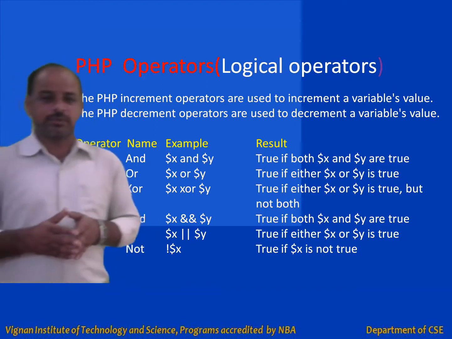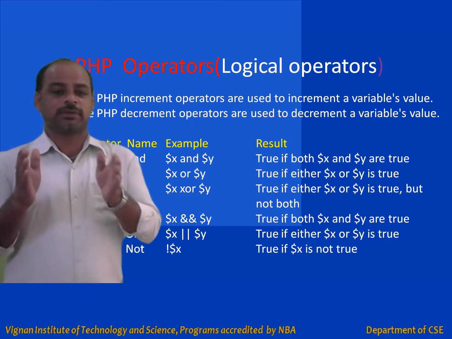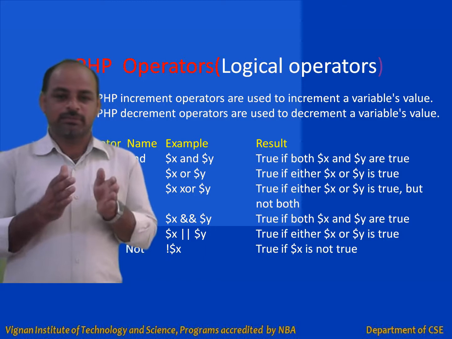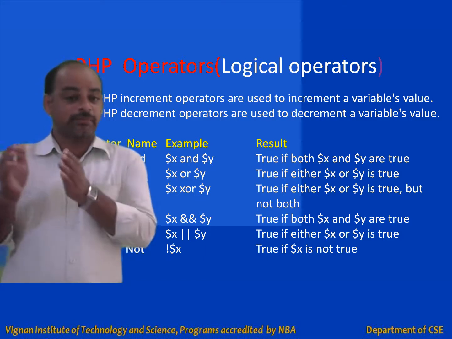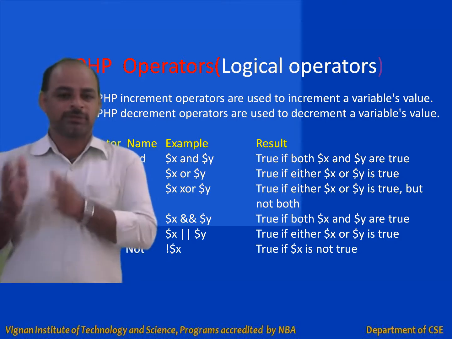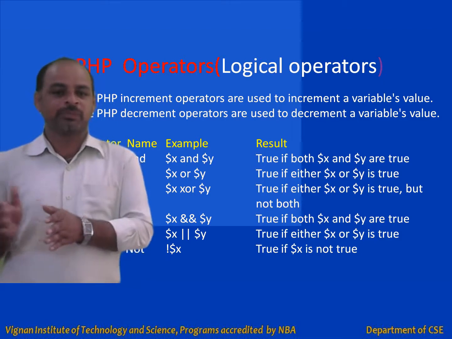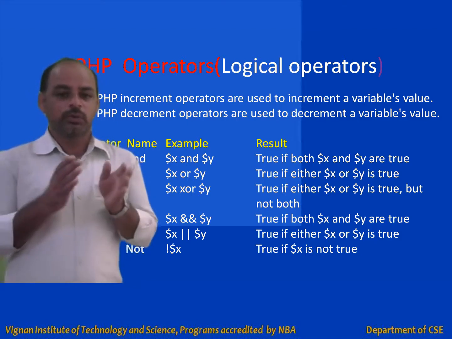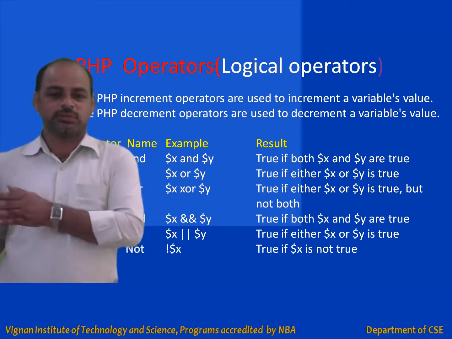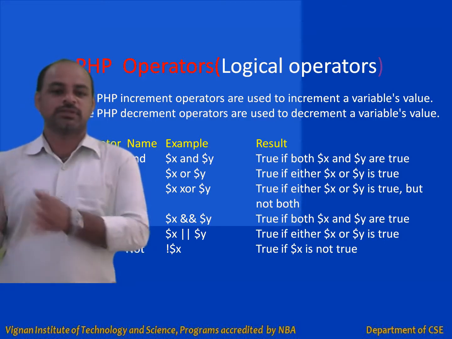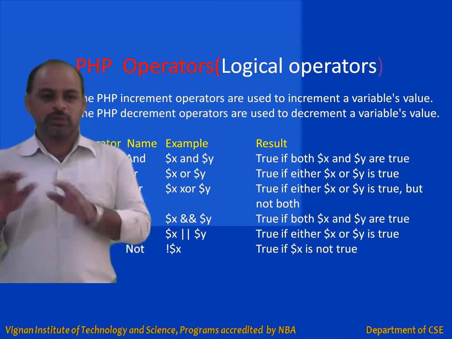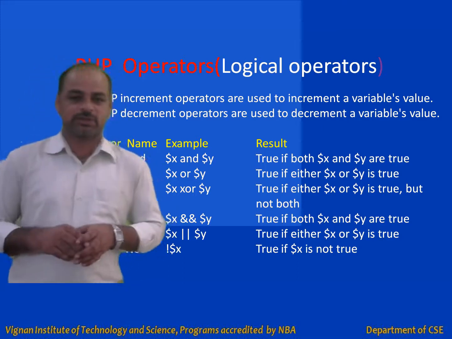Similarly, the XOR operator. In this XOR operator, we take the x and y values. If both operands have the same value, that is x and y are both true, or x and y are both false, then the result is false. The result is true when the two input values are different. If x is true and y is false, the result is true. If x is false and y is true, the result is true. So when the two input values are different, the result is true. In all other cases, the result is false.